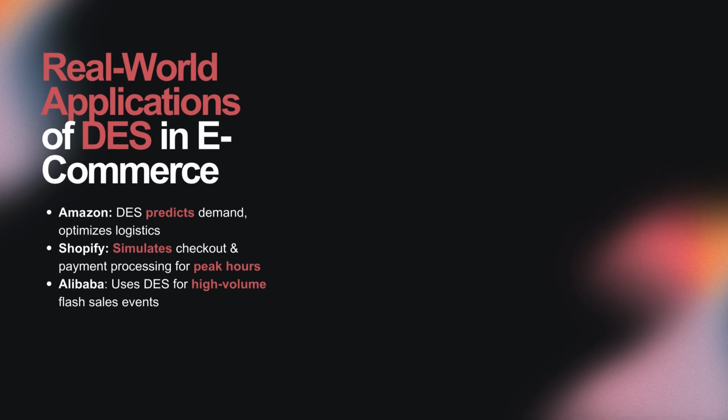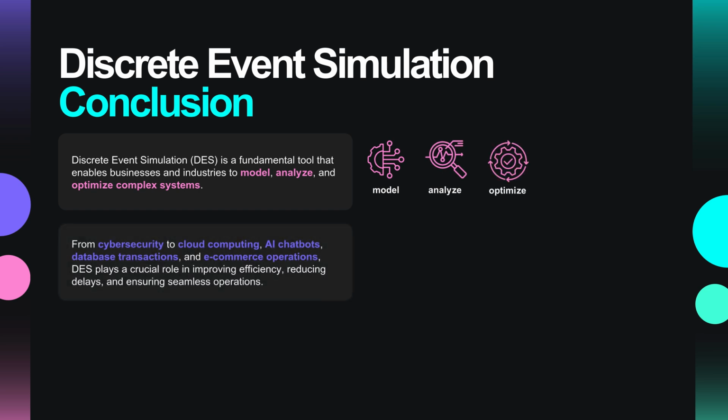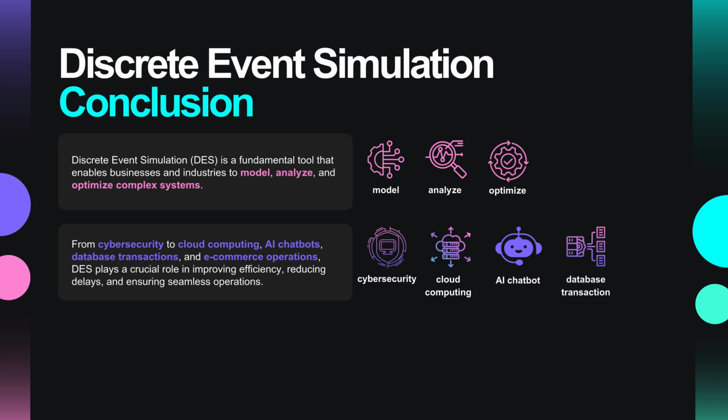for customers worldwide. Discrete Event Simulation, DES, is a fundamental tool that enables businesses and industries to model, analyze, and optimize complex systems. Through the examples presented, we see how DES helps detect and respond to cyber attacks in real time by managing security alerts and intrusion attempts. In cloud computing, it optimizes load balancing, ensuring that traffic is distributed efficiently to prevent server overload. AI chatbots leverage DES to process user queries effectively, prioritizing urgent requests and reducing response times. Similarly, database systems rely on DES to manage transaction queues, prevent deadlocks, and maintain system performance under high demand.